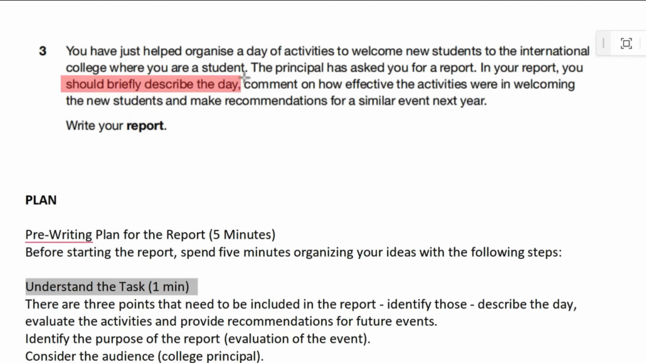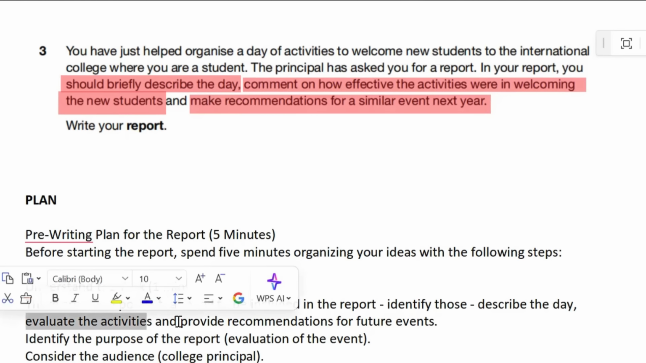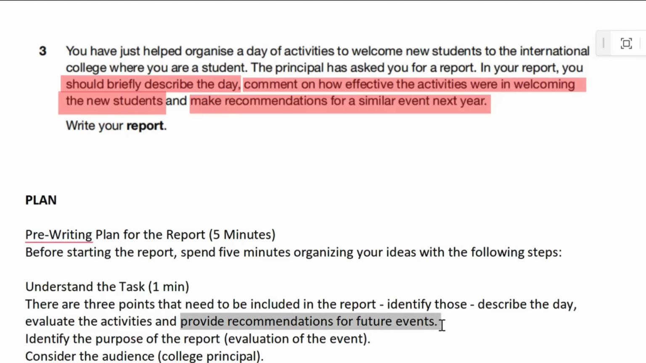We should also comment on how effective the activities were in welcoming the new students. So this is number 2. And the third point is that we need to make recommendations for a similar event next year. So these are our 3 things that we should be looking at. What 3 things should be needed in the report? Identify those. We've done that. We need to describe the day, we need to evaluate activities, and we should also provide recommendations.